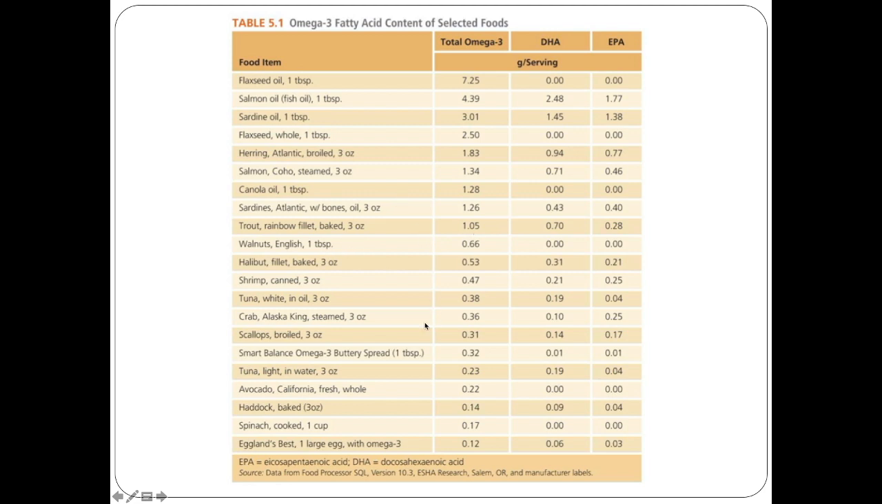Walnuts have a pretty high amount. Many of these things are seafood, but also avocados. Spinach also has some. That's useful.